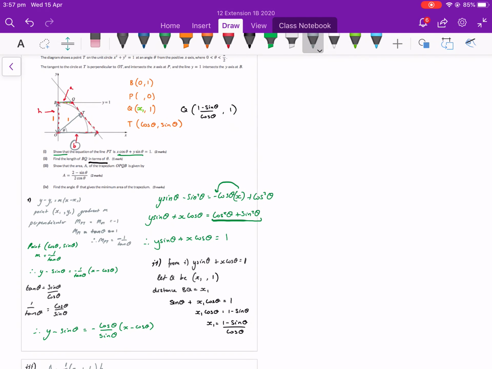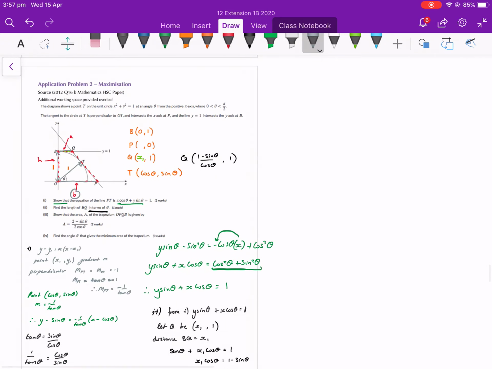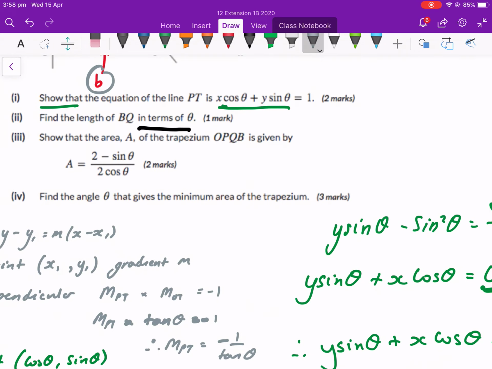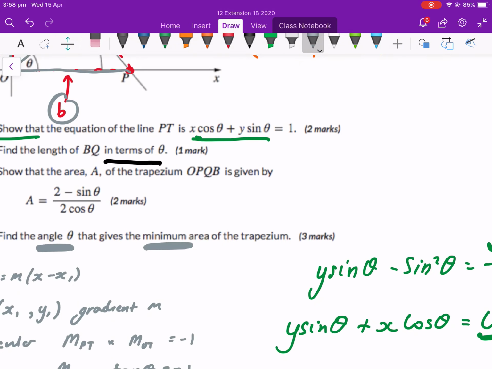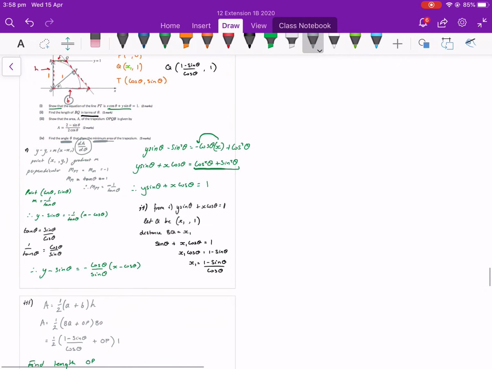Now part 4 is then bringing all this together. Find the angle theta that gives the minimum area of the trapezium. So let's have a look at minimum. As soon as we start to see minimum, we start to think differential, we start to think stationary points. And what we're minimizing is the area, so we're differentiating the area with respect to the angle, theta. So we're doing dA on d theta.